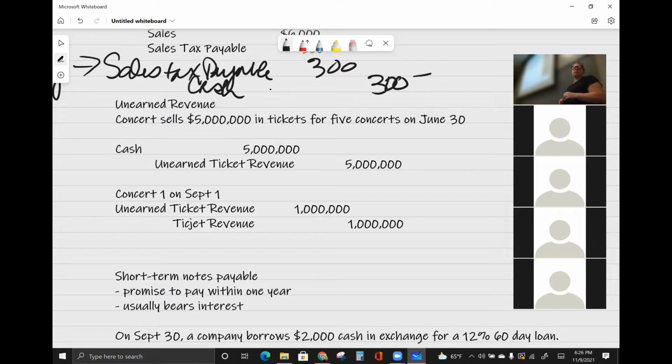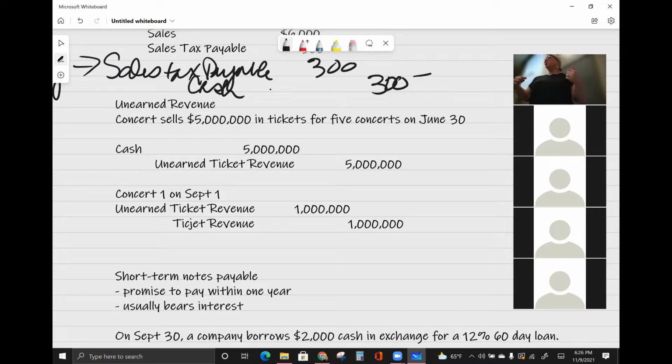A concert sells $5 million in tickets for 5 concerts, and they sell on June 30th. So I opened it up for 5 concerts in the area. I've collected $5 million. Now, I haven't done anything yet to earn that money, right? So I don't have to bring that into my income statement because I haven't done anything yet. But I am liable to do something in the future. So I have to put it on my balance sheet and show whoever's looking at my financials, okay, this person has to provide services in the future for $5 million. So we have to show it there.